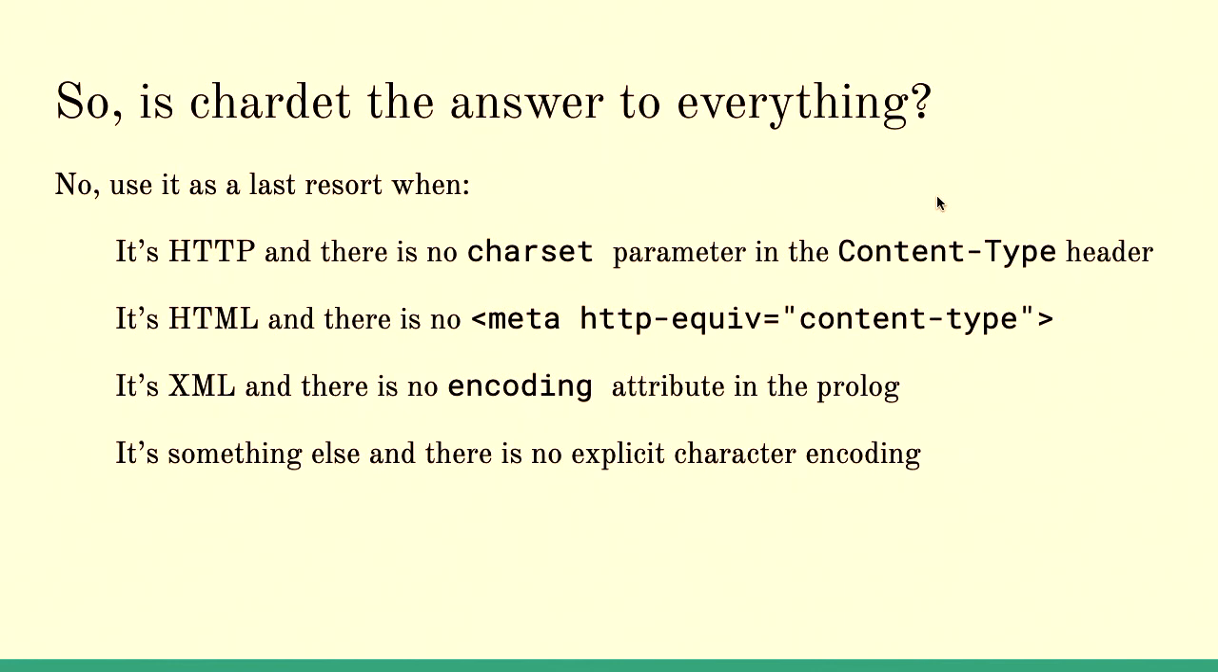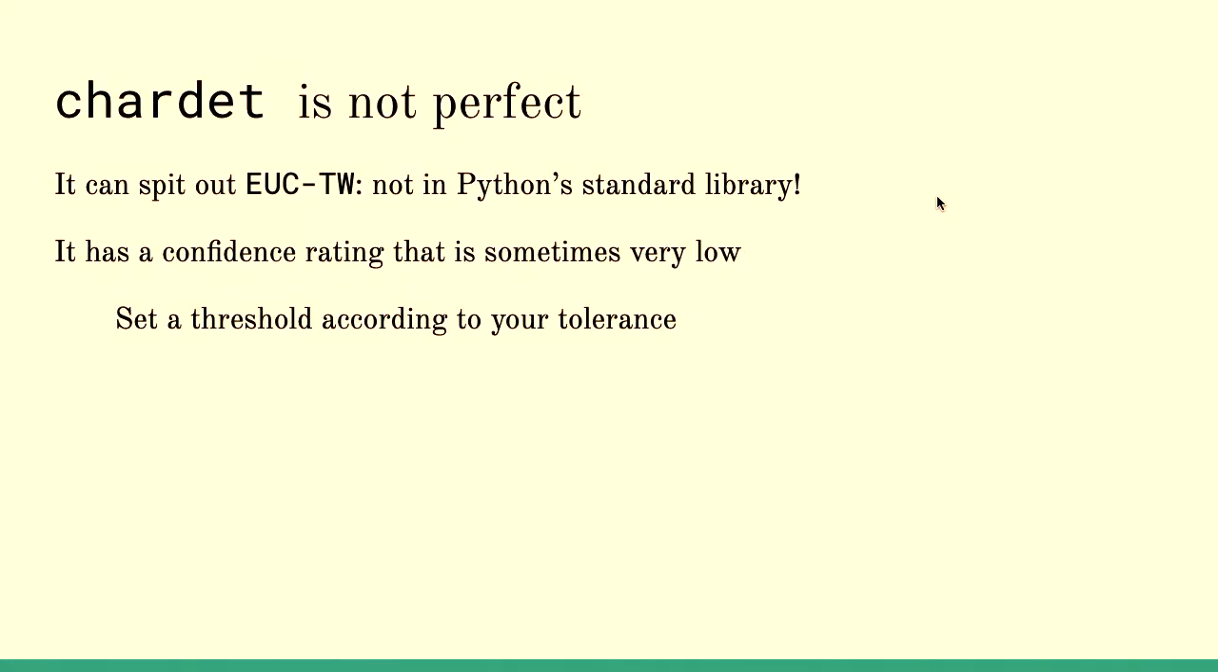Or it's XML and there is an encoding attribute in the prologue of the XML part. So chardet is not the answer to everything. We shouldn't use it in the first place, but only use it as a last resort. But then chardet itself is not perfect. It can spit out some encodings that aren't even in the Python standard library, for example, you see Taiwan. Also, it sometimes has a very low confidence rating. It's based on heuristics, so it's not perfect.